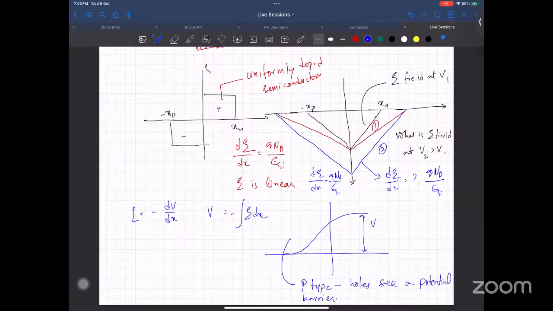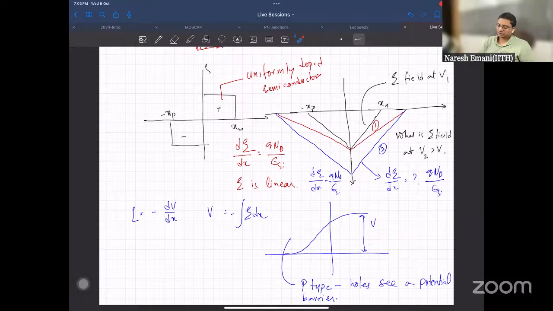Similarly, you have a lot of electrons on this side. The electrons will tend to move in which direction? The opposite direction, right? The electric field is in this direction, so electrons will try to move in the opposite direction. Electrons will move away from the junction. So again, they cannot flow. So essentially what you have created is a barrier.